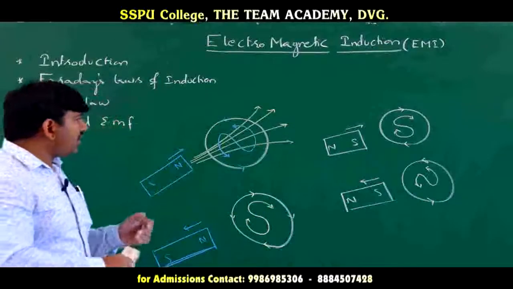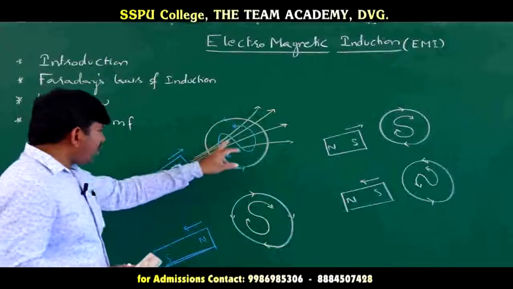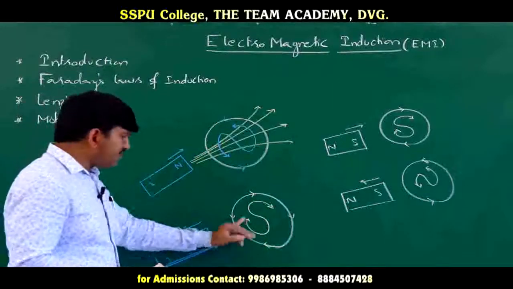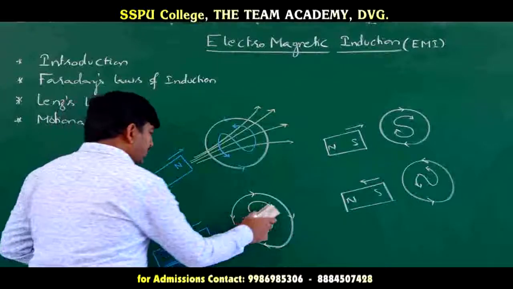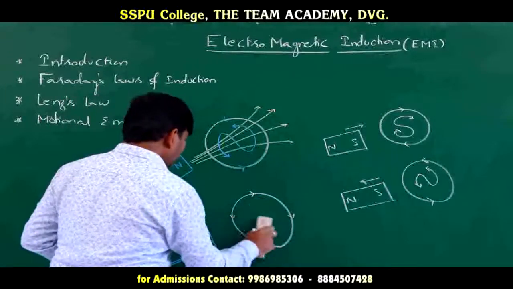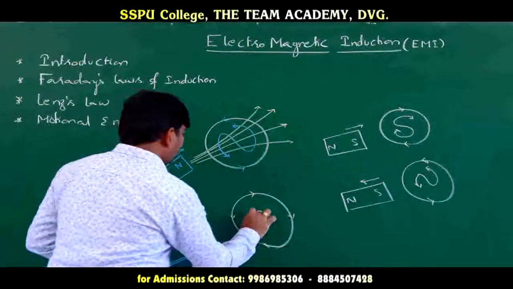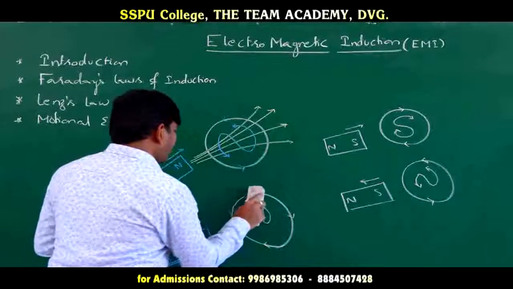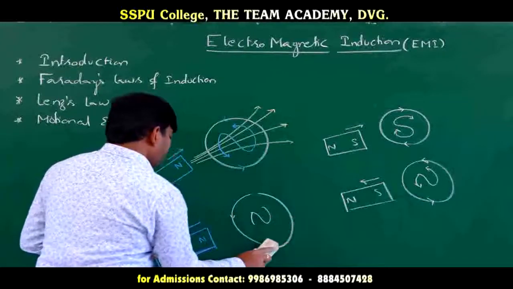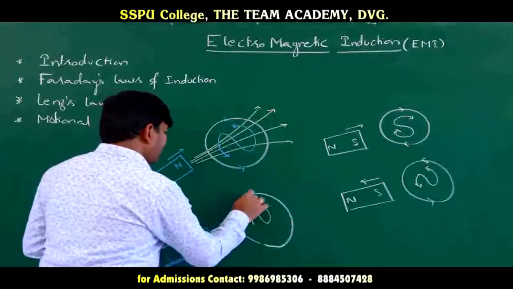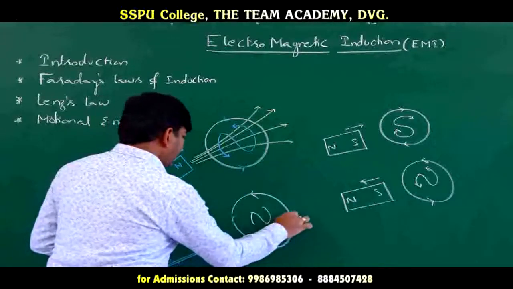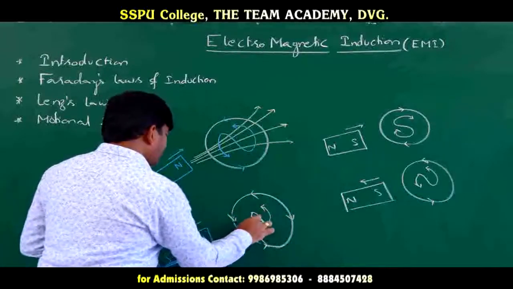Suppose, instead of a north pole here, let me take this example, instead of a south pole here, a north pole is developed. Then what is going to happen? Here a north pole developed means the induced current is like this, that is anti-clockwise in sense.